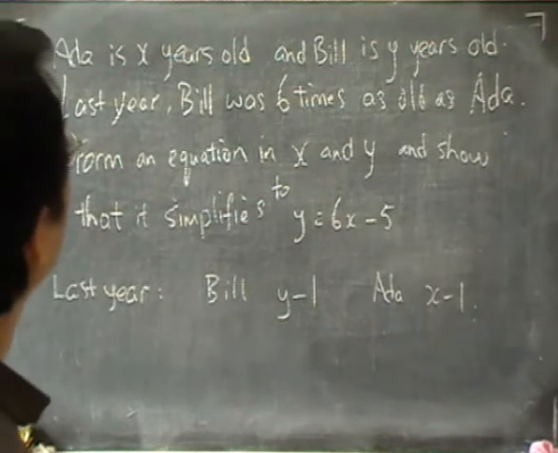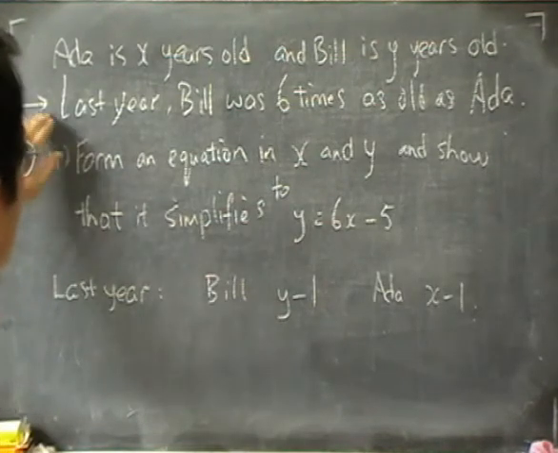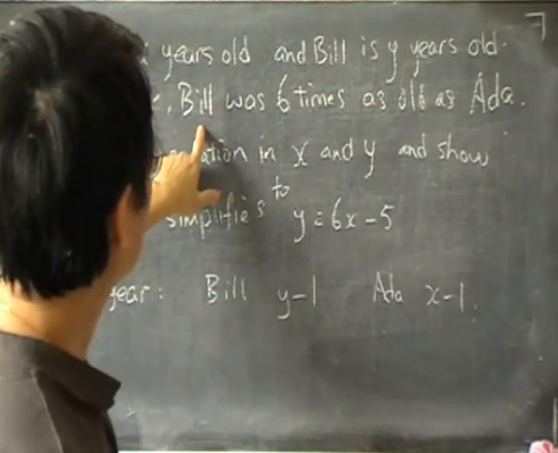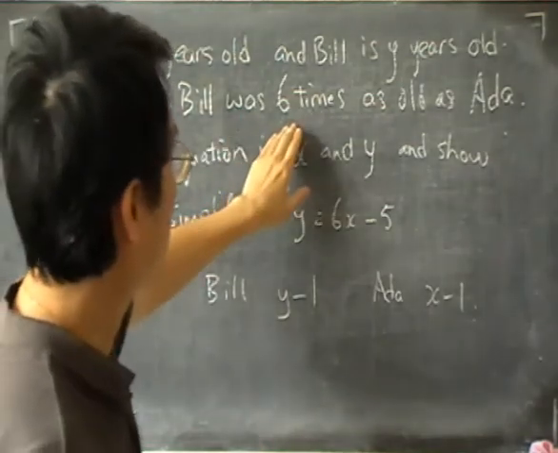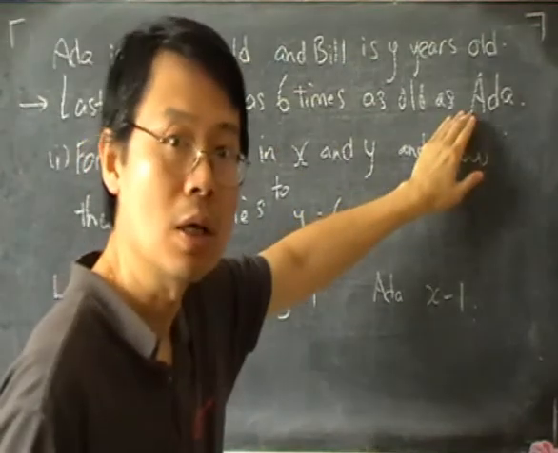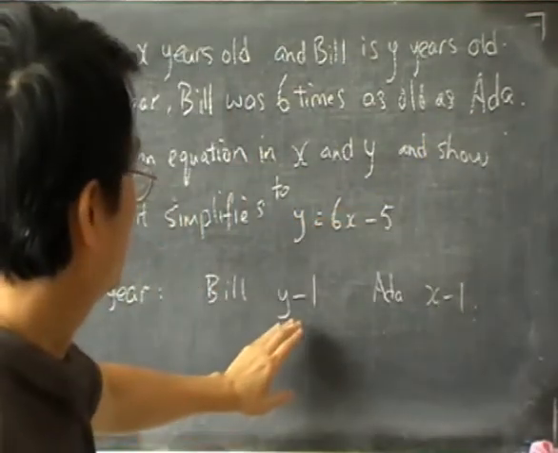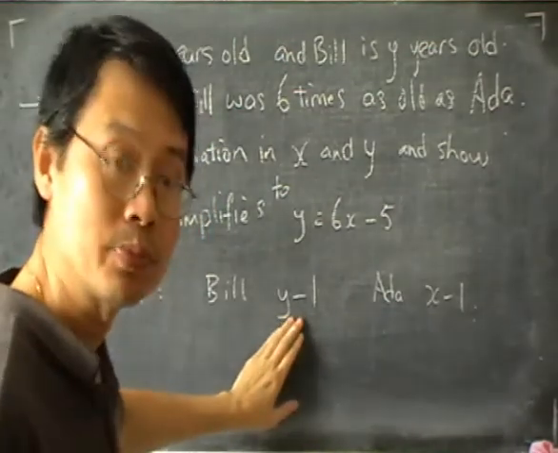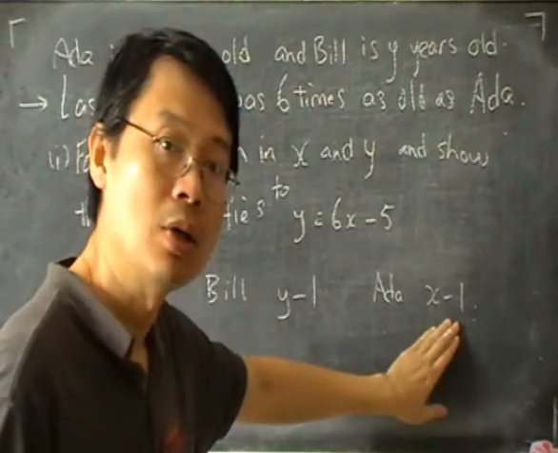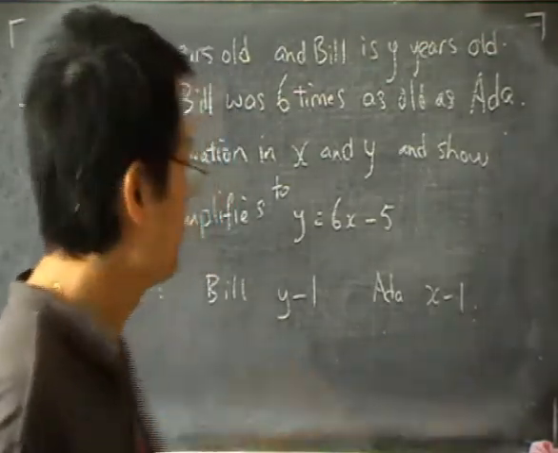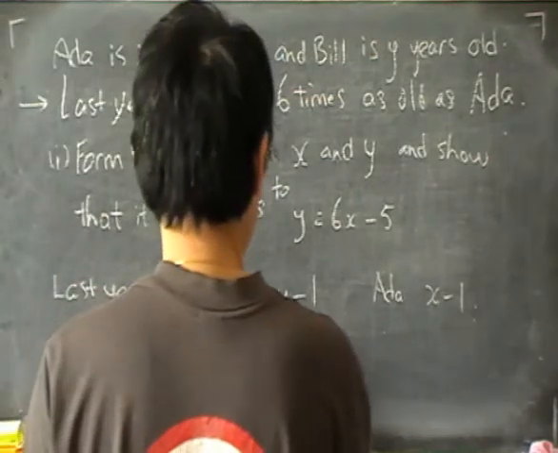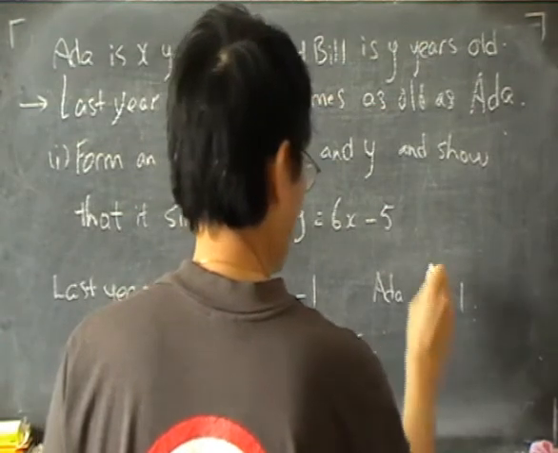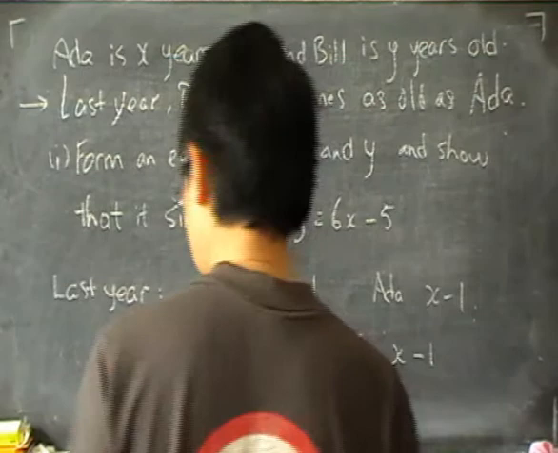Next step. Let's look at this key to the answer again. Bill was last year 6 times as old as Ada. Last year Bill was 6 times as old as Ada. That means that this number must be 6 times that number. So let me write that down. Y minus 1 must be 6 times that number.